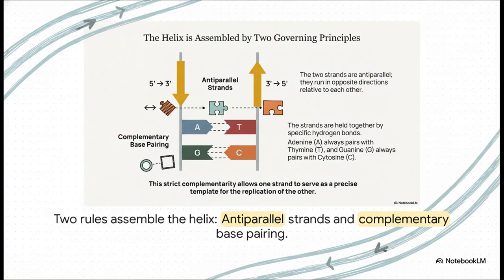Okay, rule number 1. The strands are antiparallel. Think of it like a highway. They run in opposite directions. One goes 5' to 3' and the other runs 3' to 5'. And rule number 2 is complementary base pairing. The strands are held together by specific pairs. A always bonds with T, and G always bonds with C. That's it. It's a strict, non-negotiable rule. And this perfect pairing means that one strand is a flawless template for the other.